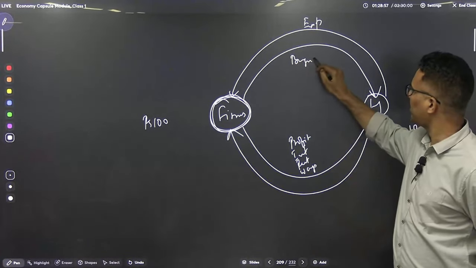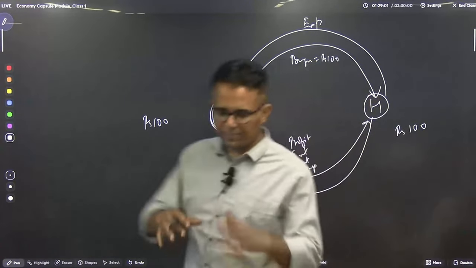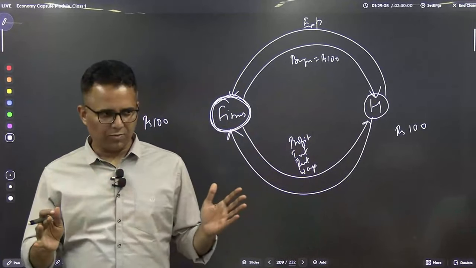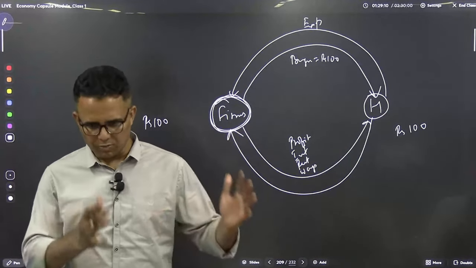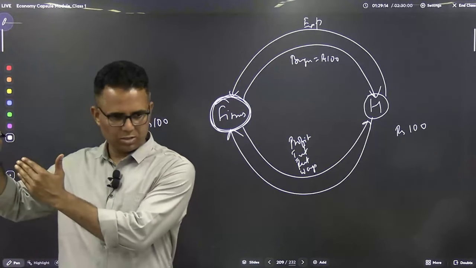This company sells the burger worth rupees 100. What is happening in India? We are 140 crore people. We all are working as entrepreneur, labor, providing capital or natural resource. We all are working. We are producing 297 lakh crore of output.